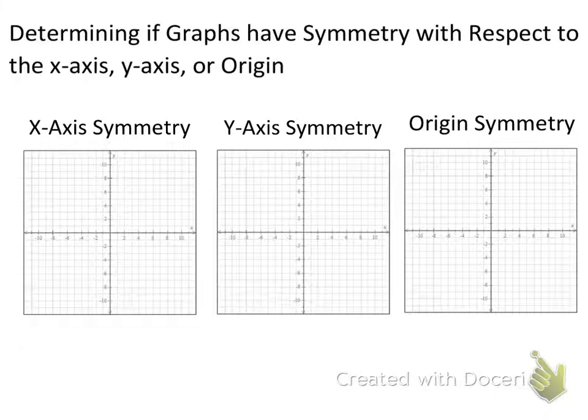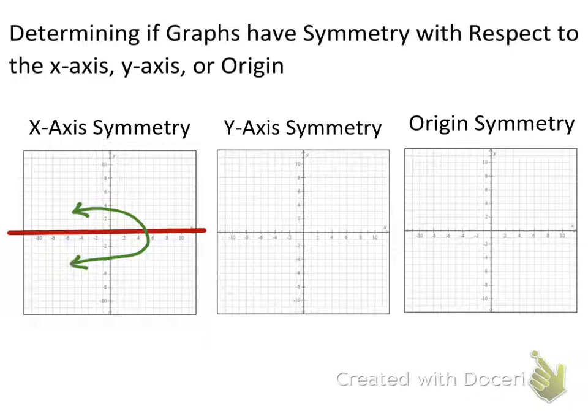We're going to look at determining if graphs have symmetry just by looking at the graph. The first type of symmetry is x-axis symmetry. Graphically, if something has x-axis symmetry, it would mean that we can fold it about the x-axis and the top part would match with the bottom part. A sideways parabola would be a good example of that.